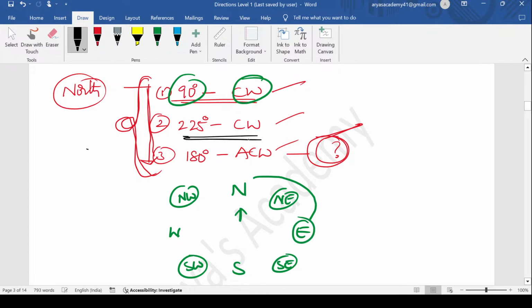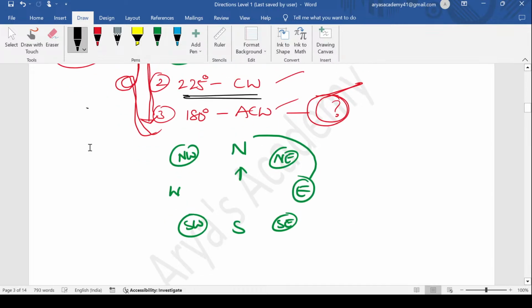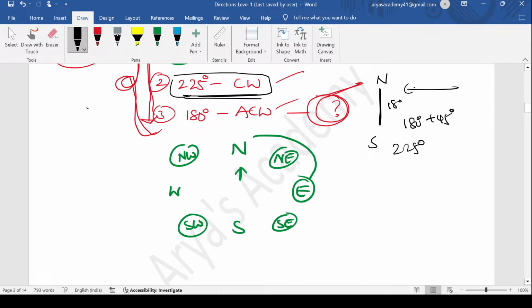Now 225 degrees clockwise. Have you got that? 225 degrees clockwise. How can 225 be arrived? 180 plus 45. You know that the angle between two opposite directions is 180. Between north and south, what is the angle? 180. Similarly, between east and west, what is the angle? 180. Exactly opposite directions angle is 180. Currently, I am here, and I have to rotate how much? 225. 225 means 180 plus 45. In which direction? Clockwise. So from here, if I move clockwise, I have to go towards my right.